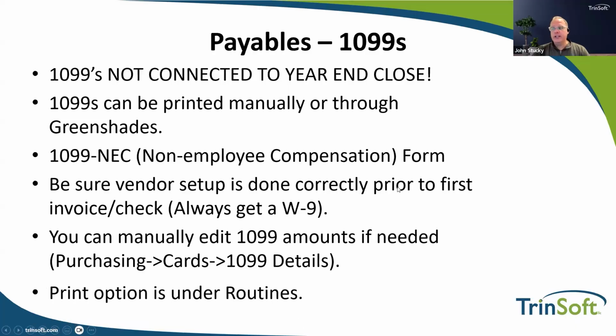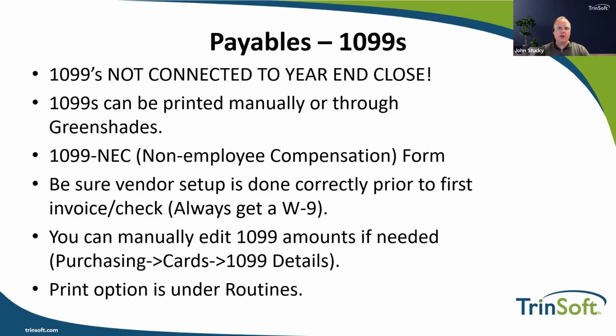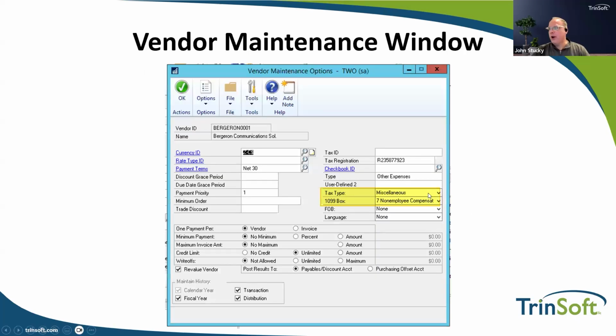And then to print, to get the information for your 1099s, that's located under routines. Don't ask me why. It's not under the reports list. It's under the routines. If you go under routines, you'll see the 1099 and 1099 data available there. All right, here's the maintenance window. So first up, when you're onboarding the new vendor, make sure that they're set up correctly. It's a good best practice to obtain the W-9 from them before you process the first invoice, definitely before the first payment.